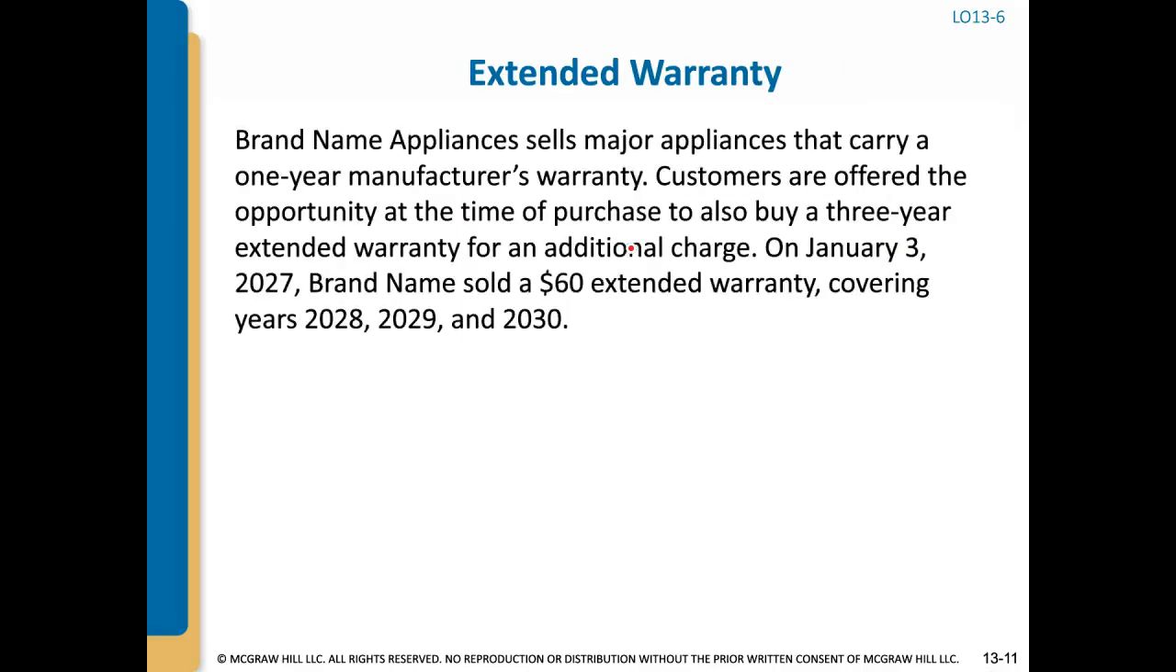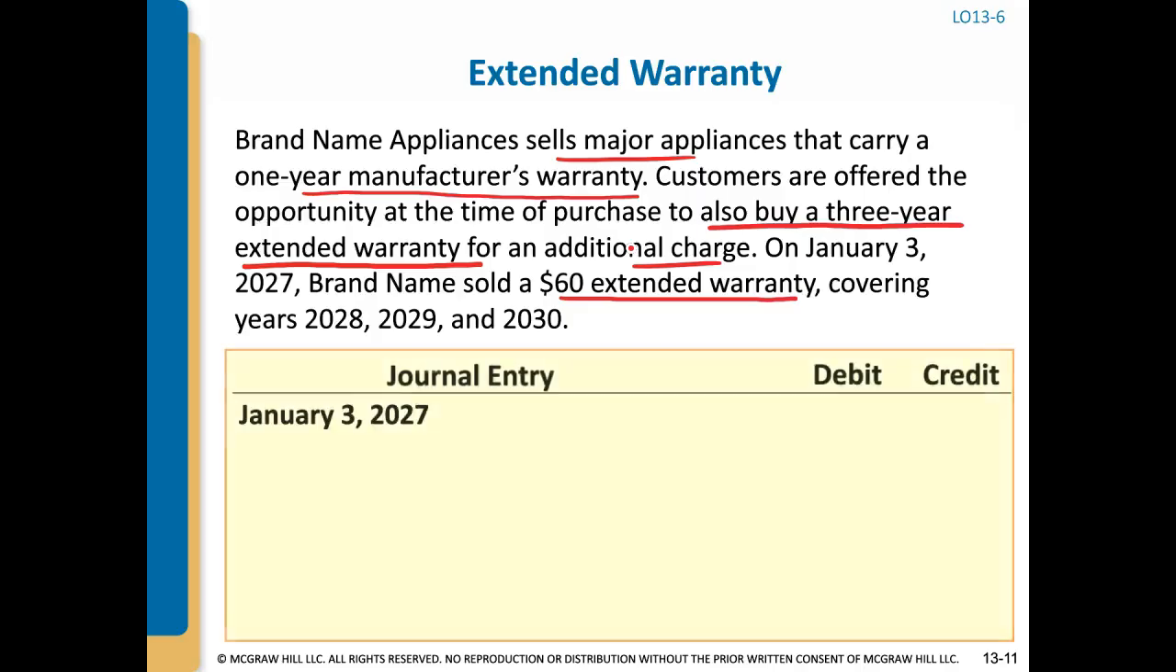Let's go through an example. Brand Name Appliances sells major appliances that carry a 1-year manufacturer's warranty. If we had the information for the 1-year manufacturer's warranty, we would record the warranty expense and warranty liability in the same period that we record the sale of the appliances. Customers are offered the opportunity, at the time of purchase, to also buy a 3-year extended warranty for an additional charge. On January 3rd, 2027, Brand Name sold a $60 extended warranty that covers the years 2028, 29, and 2030. So it covers 3 years.